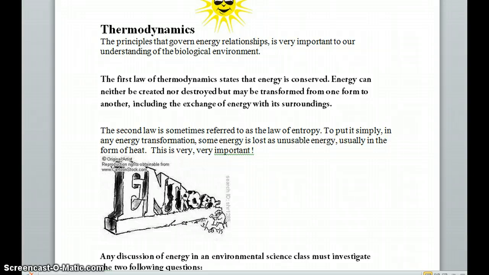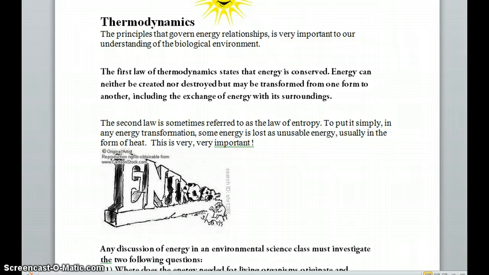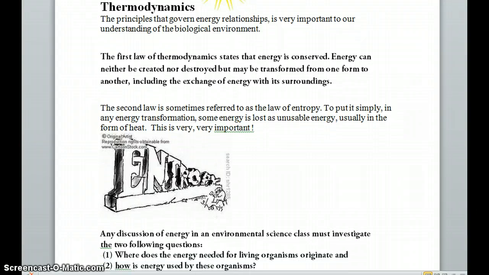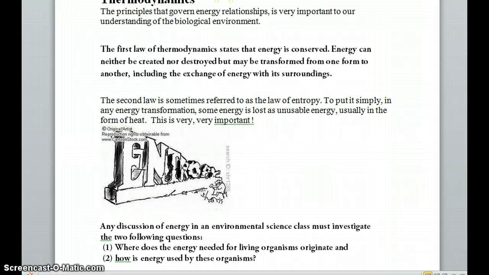To put it simply, in any energy transformation, you're going to lose some of the energy in its usable form. The energy isn't gone, it's just no longer available to be used. Most of the time, this loss is in the form of heat. That's going to be very, very important to those of us that are endotherms. That means that we can maintain our body temperature, and we do that by capturing and holding on to some of that heat that's lost in some of these reactions. This is very, very important.